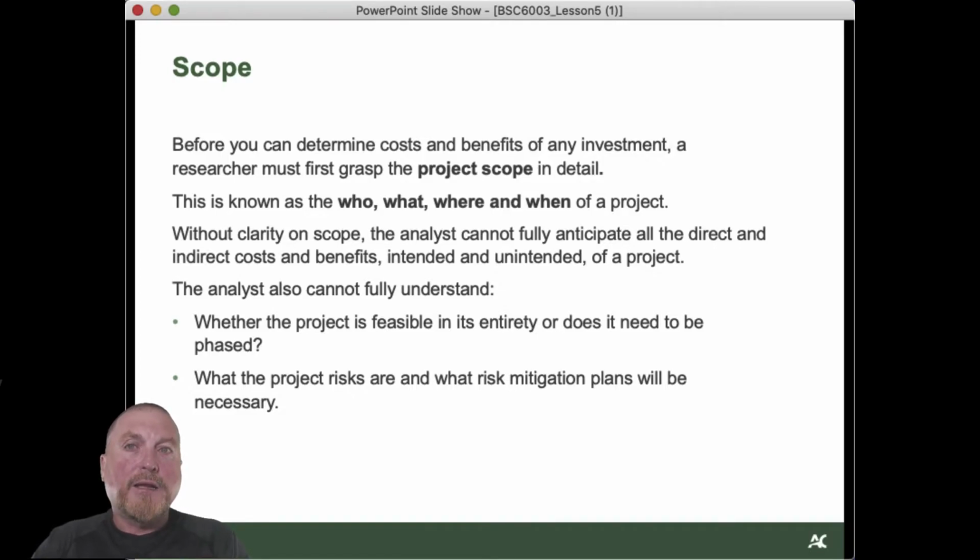All right, and the scope is also necessary for determining project risks and risk mitigation strategies. If you don't know who's going to be impacted, how, where, and when, you can't very well devise risk mitigation strategies for your business case. So scope has to be very, very clearly established.